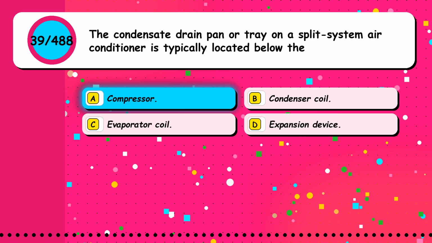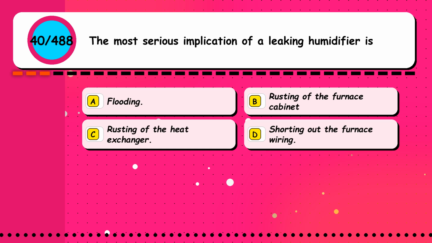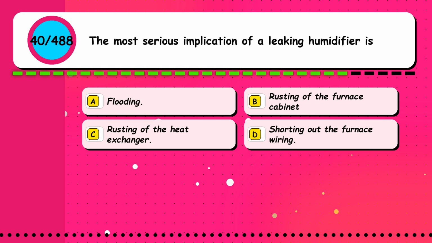The correct answer is option A, compressor. Evaporator coil. Question 40. The most serious implication of a leaking humidifier is: Option A, flooding. Option B, rusting of the furnace cabinet. Option C, rusting of the heat exchanger. Option D, shorting out the furnace wiring.